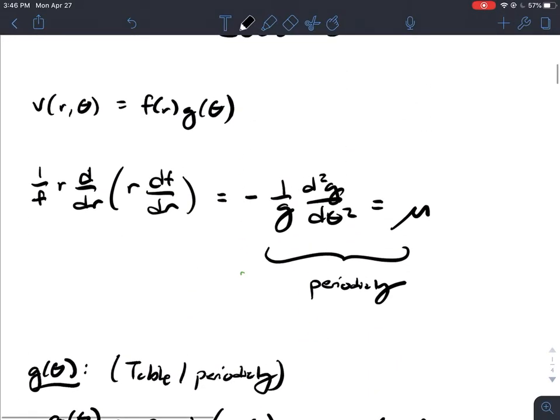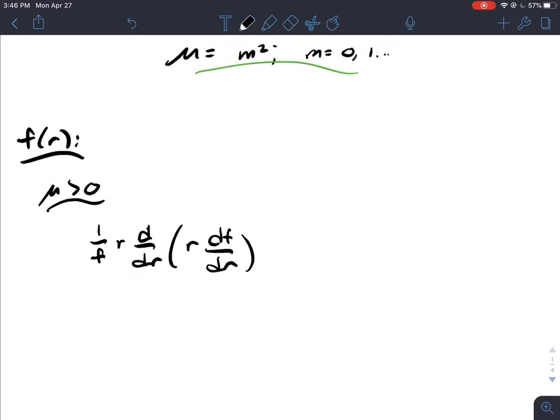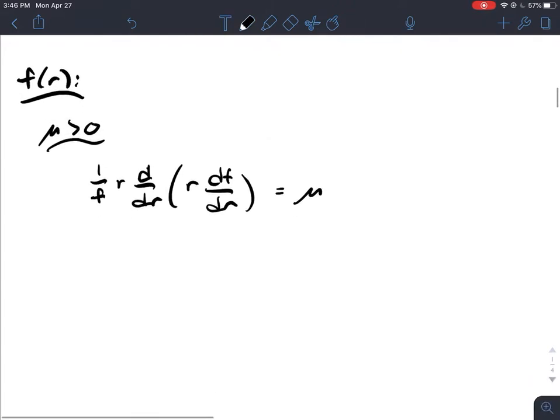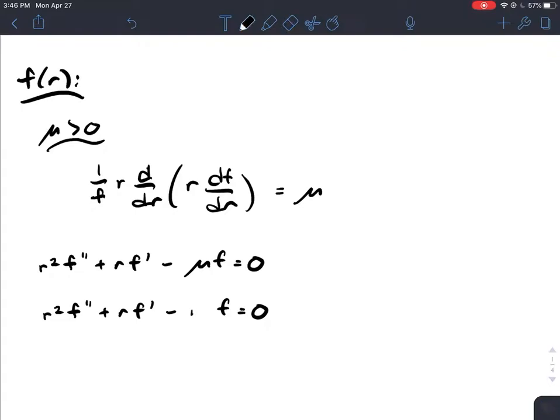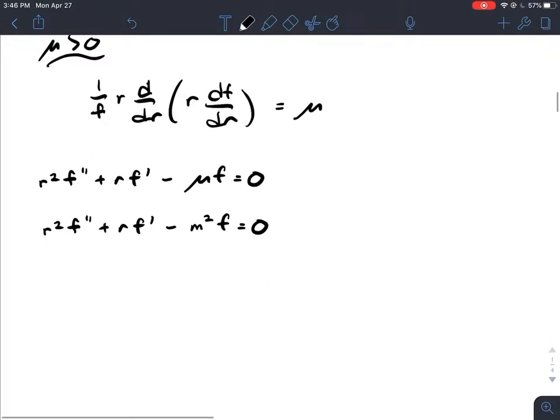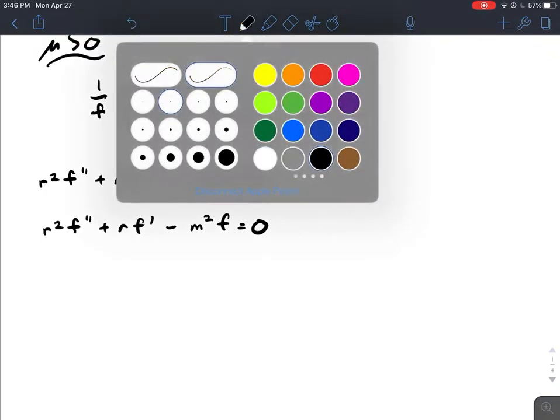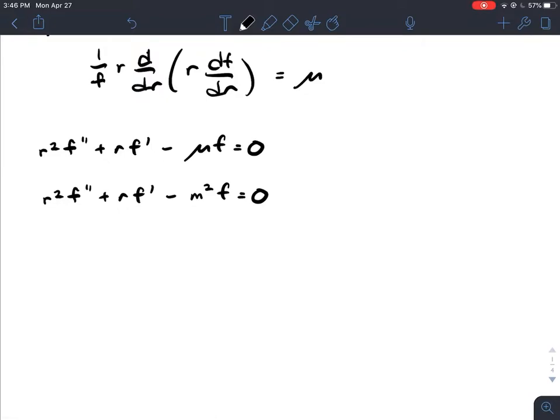So when mu is greater than 0, I'm going to take this differential equation up here and then equate it to a non-zero mu. And then I'm going to multiply both sides by f, and then I'm going to expand the differential. So in expanding the differential, I should end up with r squared f double prime plus r f prime minus mu f equals 0. Remember that mu is equal to m squared, so I can just plug the value in. And what you guys should be noticing right now is that this is clearly not Bessel's diffy q. Bessel's diffy q would have an r squared term right here as well. But this is Cauchy-Euler, and we know how to solve Cauchy-Euler because we've seen this problem so many times before.